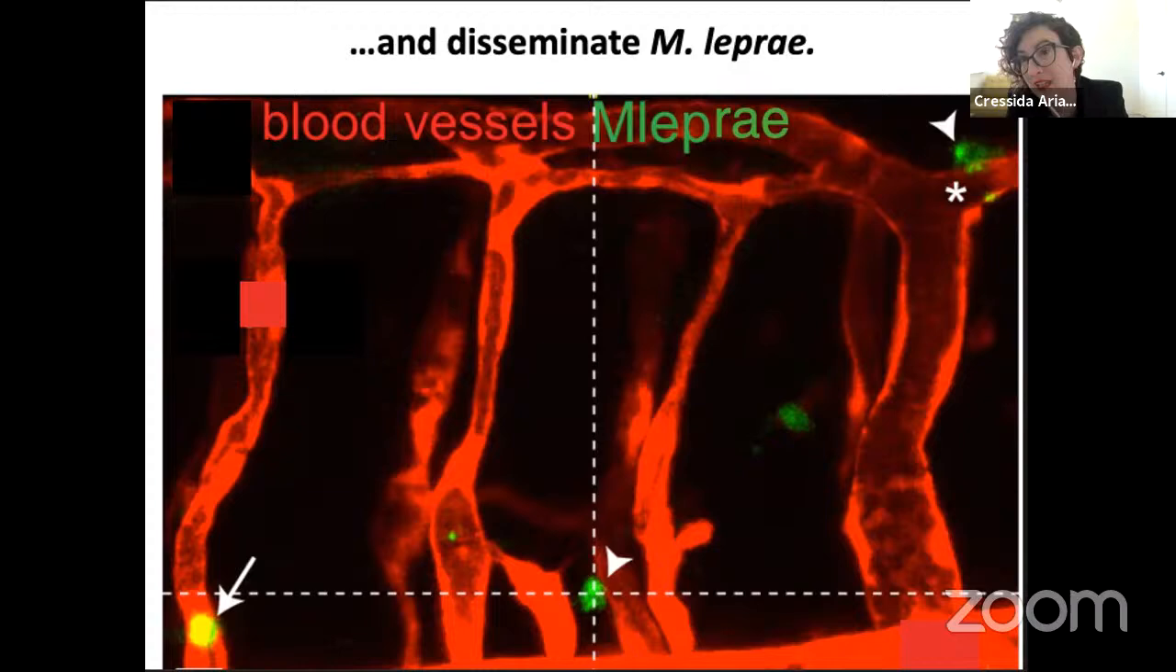So I think this issue of understanding how the immune system is interacting with the nervous system during infection is going to be extremely relevant to understanding leprosy neuropathy. Because of course your immune system and your nervous system are talking to each other constantly. And the signals that they give each other probably have quite a significant impact on host pathogen interactions during leprosy.